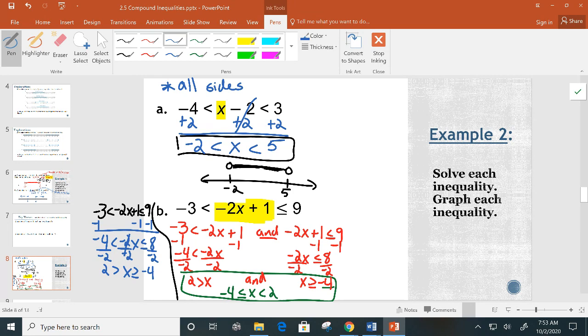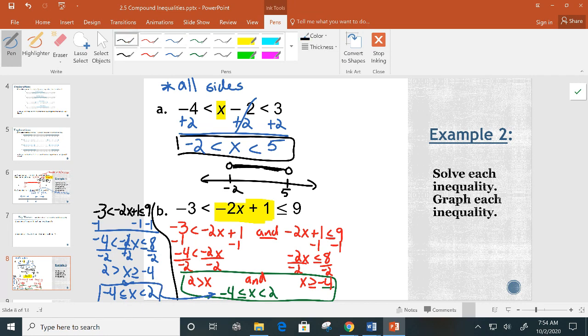is acceptable, but that's a little bit weird because my negative 4 is on my right, and that's really the smaller number. So I can rewrite that in a better way as negative 4 is less than or equal to x, which is less than 2. Notice that's the same answer I got using my other technique there. So it doesn't matter, you get the same solution.